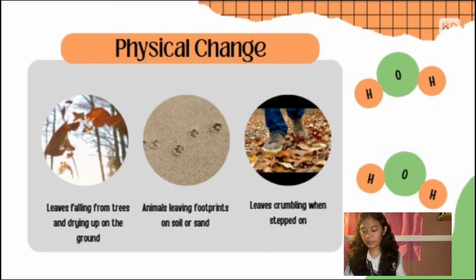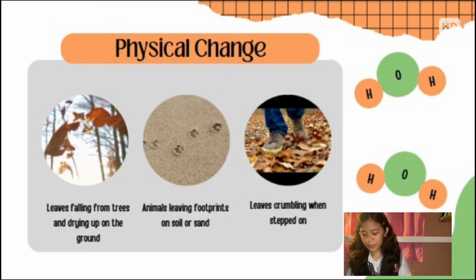For number one, we have leaves falling from trees and drying up on the ground. A leaf falling from a tree is a physical change because it only changed the appearance of the tree, making a slight physical difference. For number two, animals leaving footprints on soil or sand. Animals leaving footprints on soil or sand is a physical change because the weight of the animals pressed on the ground and changed the soil's or sand's physical appearance.